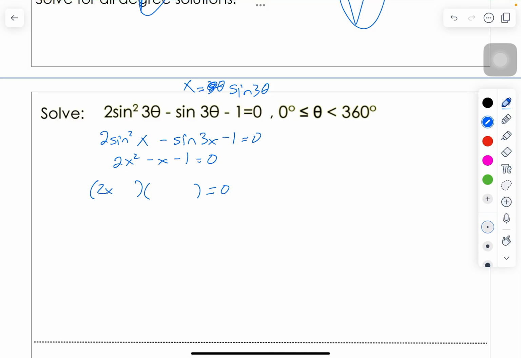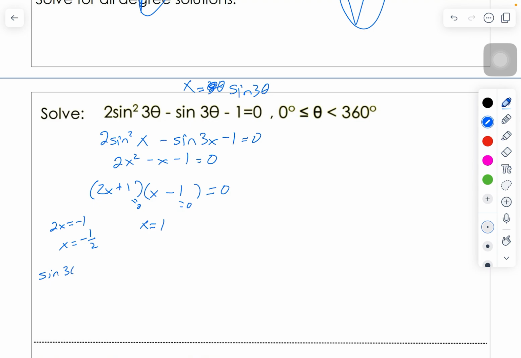Factors of 2x squared: x and 2x. Factors of -1: plus 1 and -1. I'm going to set each factor equal to 0 and solve. And I get 2x equals -1, x is equal to -1/2. And I get x is equal to +1. Okay, but remember, x was actually the sine of 3 theta. So the sine of 3 theta is equal to -1/2, and the sine of 3 theta is equal to +1.